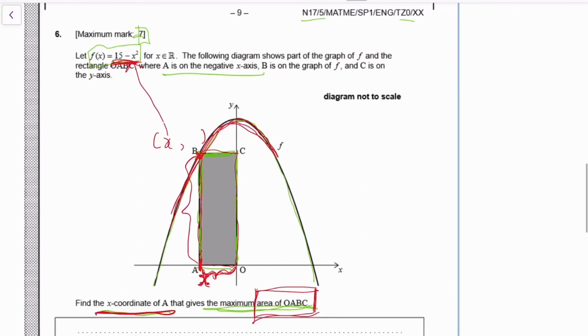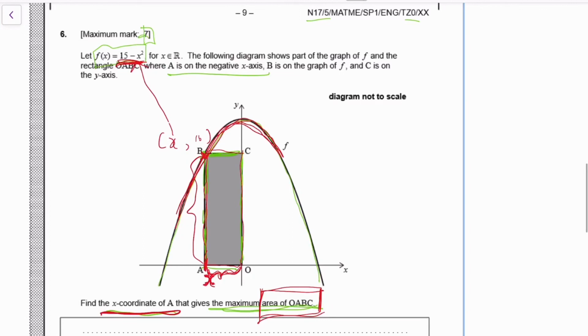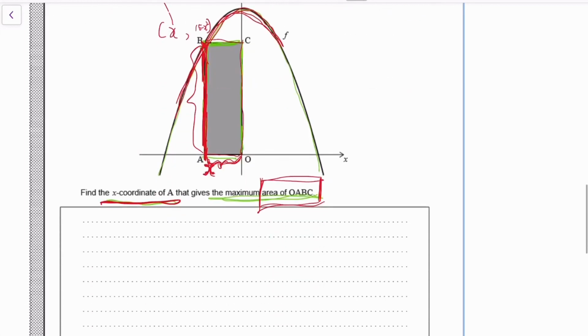If you put x into 15 minus x squared, you get exactly 15 minus x squared. And if you have the y-coordinate of this point, you have the height of this point, which is also the height of the rectangle. So this is the trick. So the area is actually the width, which is x, times the height, which is the function.